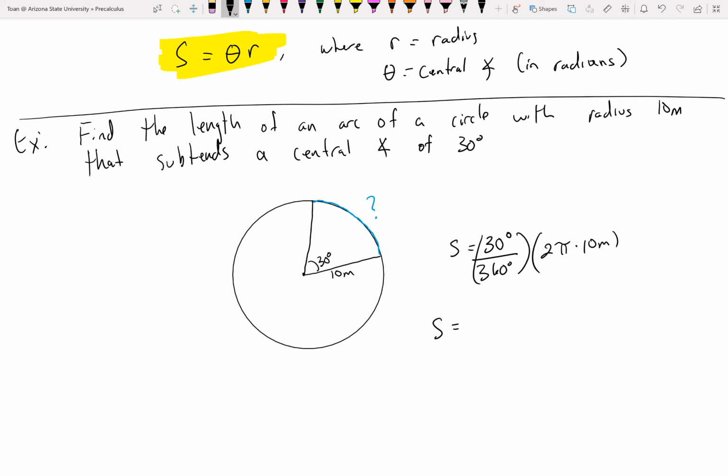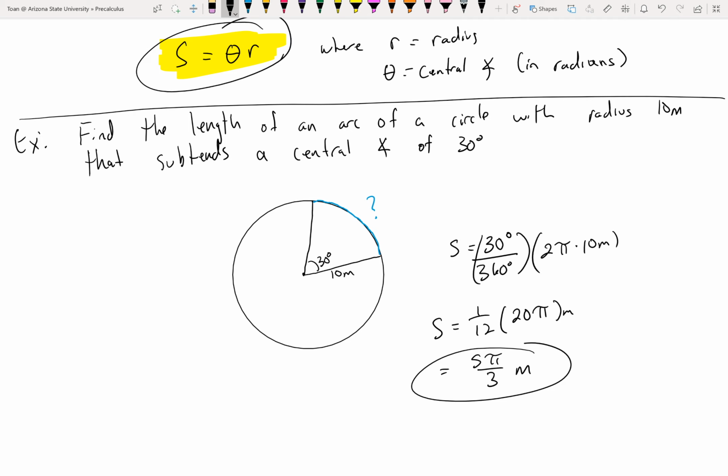Just do math. 30 over 360, what's that, 1/12? Times, what's that, 20 pi? And that will simplify to 20 over 12, reduce it by 4, 5 pi thirds meters, right? So that is the exact length of this blue arc. Right. And notice I did it using pure logic. I didn't have to convert to radians, and I didn't really need to use the formula, although the formula is nice to know. You should memorize it, but it's super duper easy.